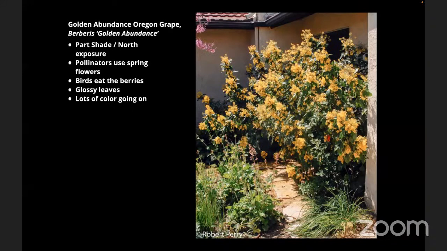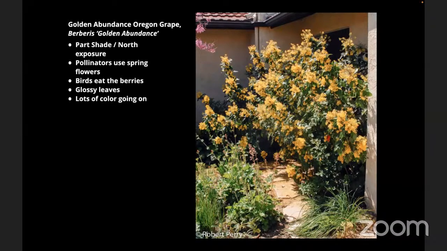And then transitioning into one of my favorites for a large-ish shrub for a shady space, part shade to significant shade, great for that north exposure, north side of the house, is Golden Abundance Oregon grape. It's a hybrid of a couple of native grape species, which makes a beautiful, vibrant shrub. Gets pretty large, 6 to 8 feet-ish.